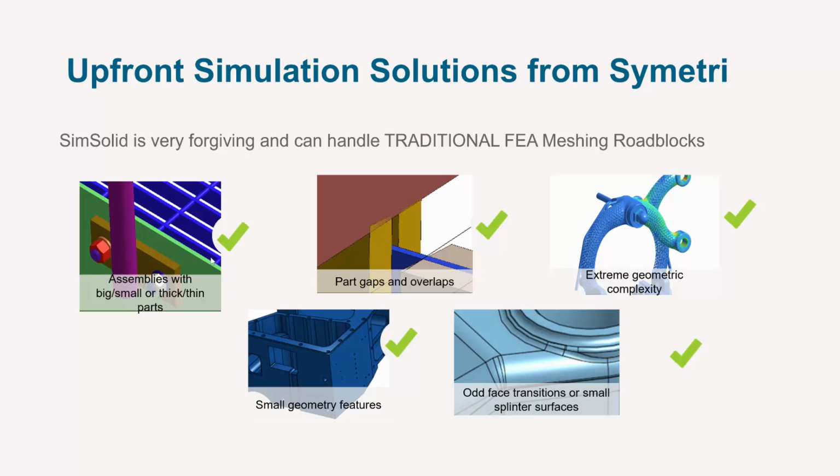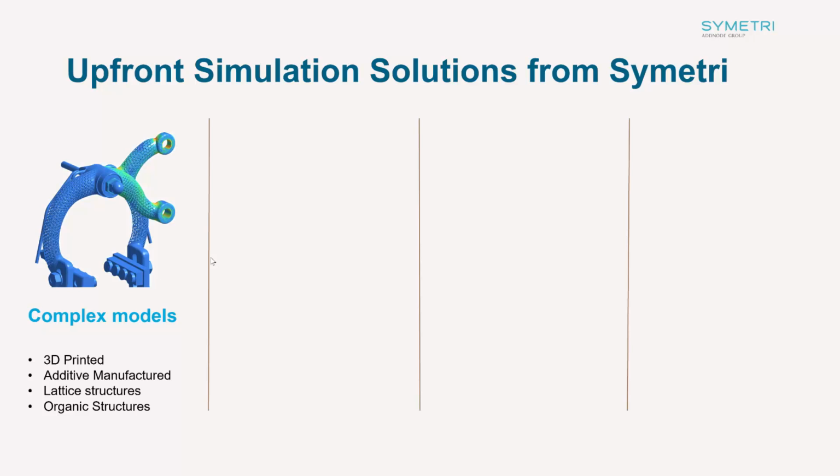I'm just going to quickly talk about what SimSolid can handle. Any model complexity, any parts that are 3D printed, additive manufacturing, lattice structures, organic structures, anything of that sort generally becomes an issue within traditional FEA software. The reason is that your meshes or parts can be so complex when they're additive manufactured, 3D printed, or using lattice structures. If you have used generative design, it does tend to lead to issues, again because it doesn't handle complex geometry really well.